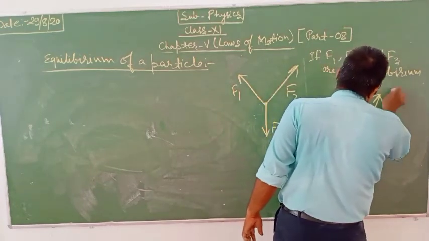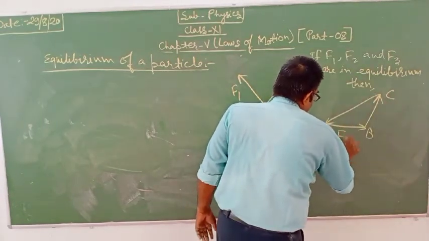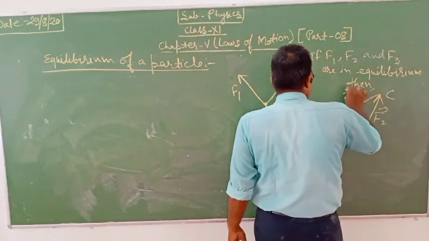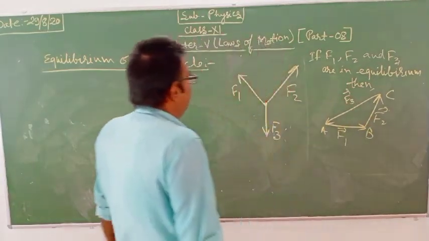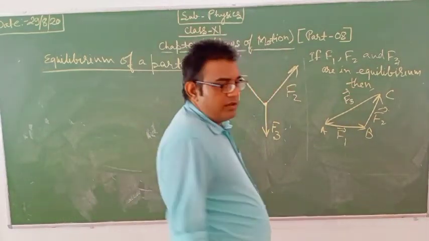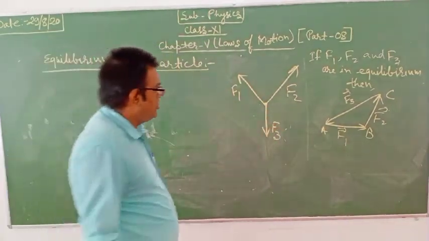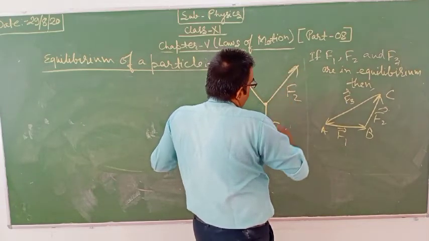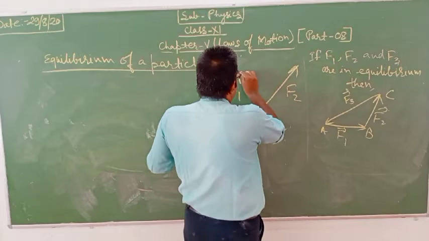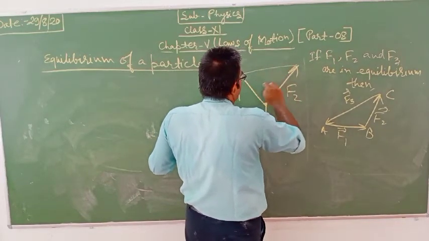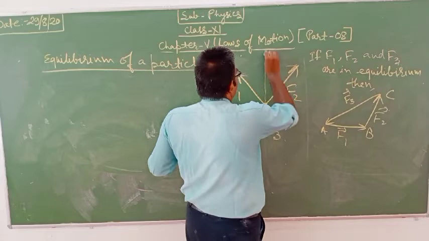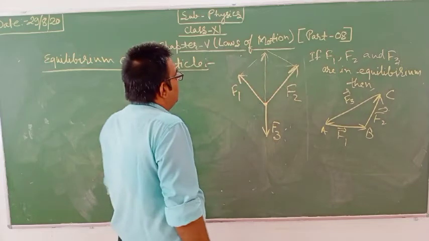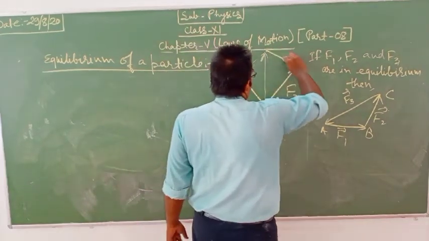So this is A, B and C, then we can represent it as F1, F2 and F3. So dear students, there is a question in your mind, sir, how can you do this? Suppose there are two forces, F1 and F2, then their resultant is represented by the third side of the triangle. Clear?